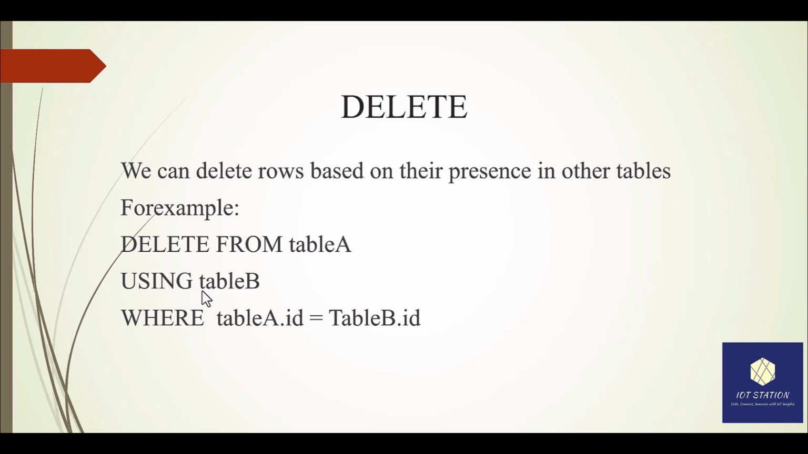And also you can delete rows based on their presence in other tables. For example, delete from table A using table B where table A.id equals table B.id. So basically this is about the foreign key between the two tables that have some relation between them. If you don't know about the foreign key, then please watch the videos about it, and you can understand how to create it. But in general, it's about this situation.